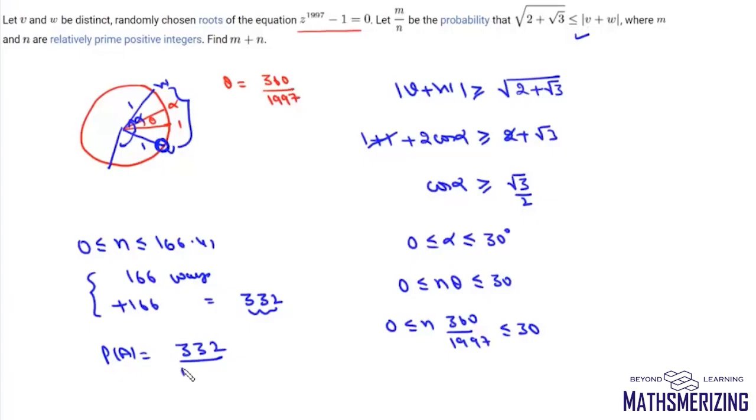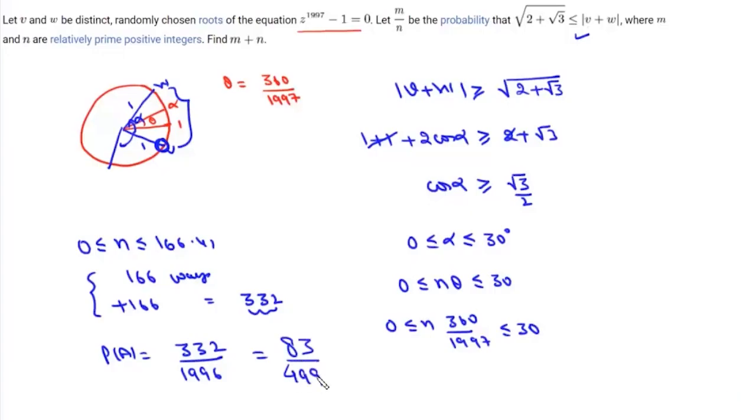So the remaining ones are 1996. So the required probability is 332 upon 1996, which is simply 83 by 499. And that is the answer to this question.